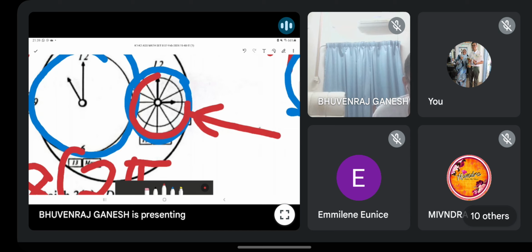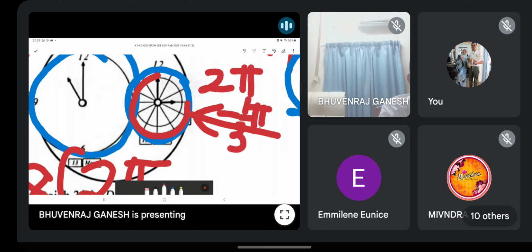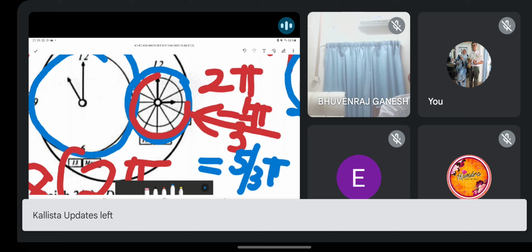So instead of 2 pi, you need to take 5 over 3 pi. Basically, total 2 pi, you minus 1 over 3 pi. 1 over 3 pi is 60 degrees. So you will get 5 over 3 pi. Guys, if you count the sectors here, in total you get 12, so each is 30 degrees.